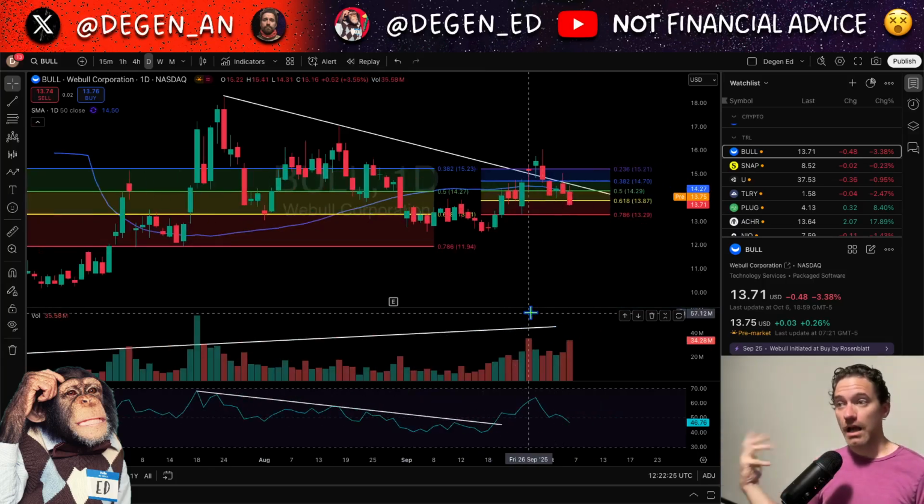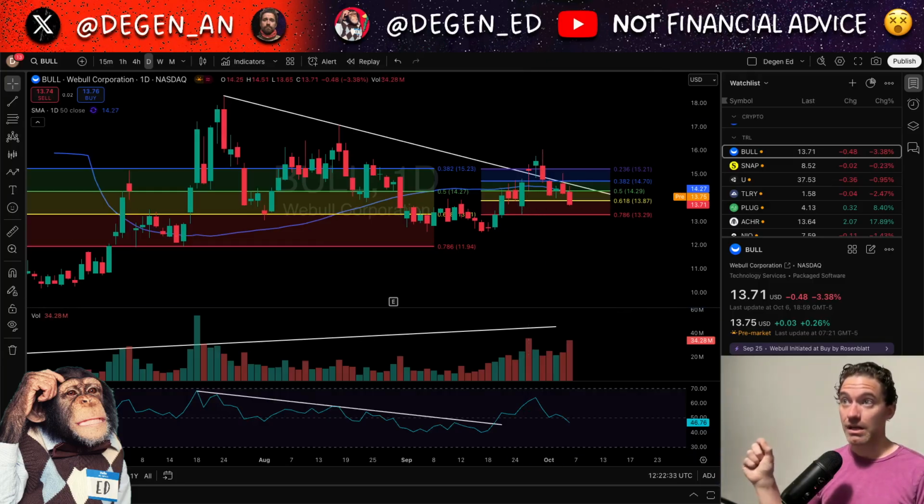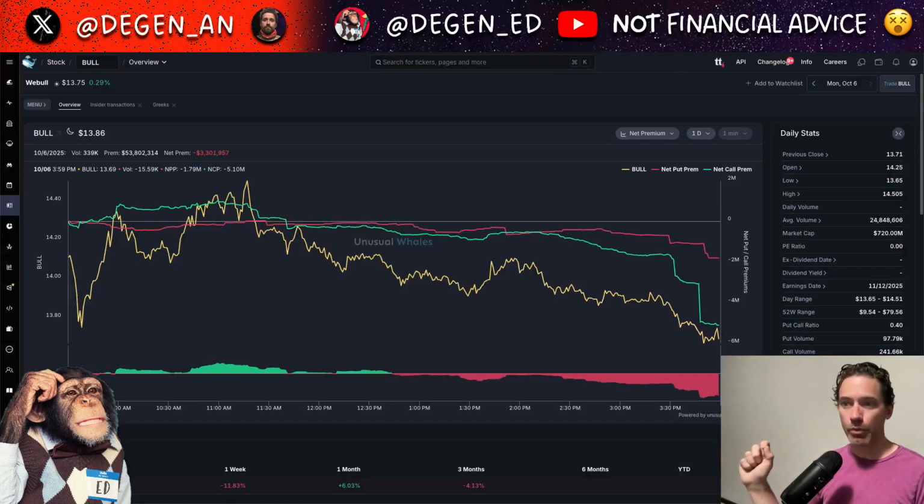And another thing to back up that analysis is to consider options data, net call and put premium, to see if that is leaning more in the bearish or bullish direction. So looking over here at Unusual Whales, got the ticker Webull pulled up, ticker symbol BULL, and what we can see in green is the net call premium, which is down by over $5 million yesterday on October 6th. But we also see net put premium in red down as well, but only down by $1.79 million.